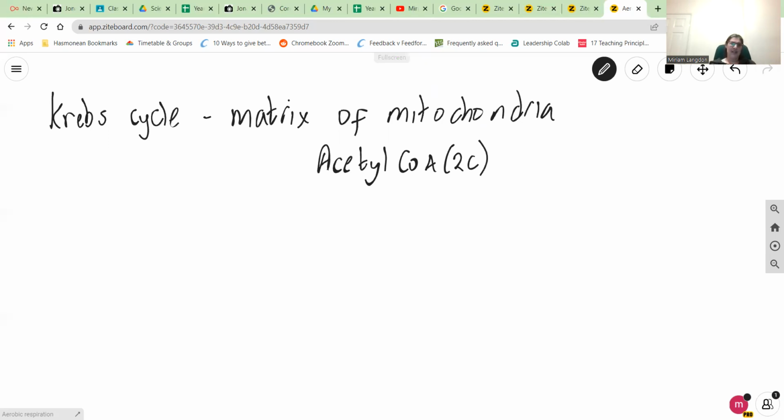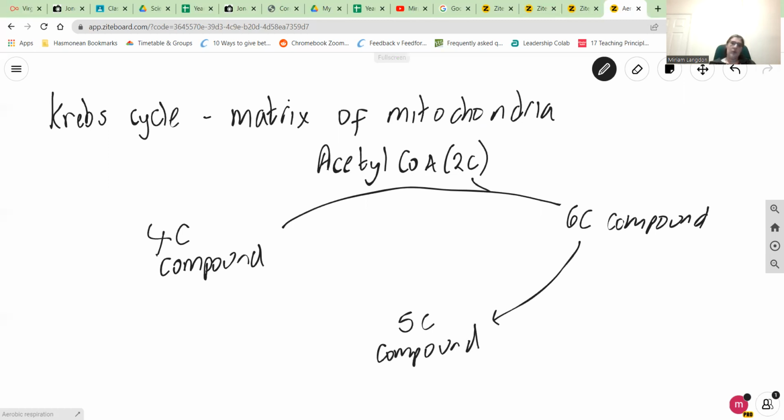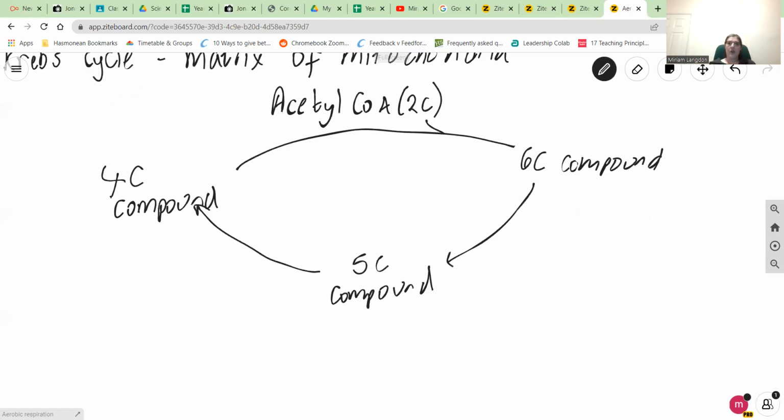So acetyl coenzyme A will join with a 4 carbon compound to form a 6 carbon compound. You do not need to know their names, but feel free to go and look them up. That will get converted into a 5 carbon compound, which will then get converted into a 4. During this process, we are going to be losing a carbon, so therefore we are also producing CO2s.